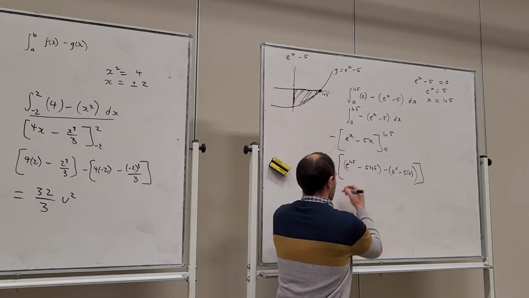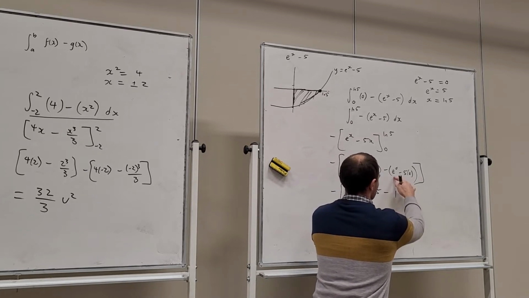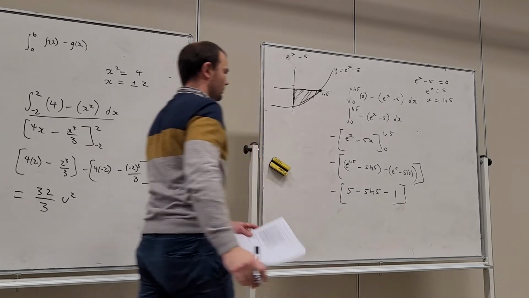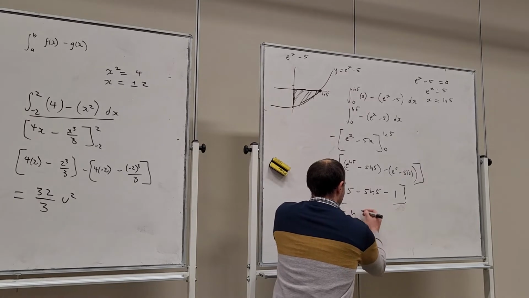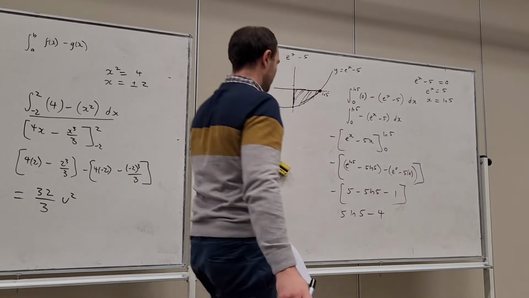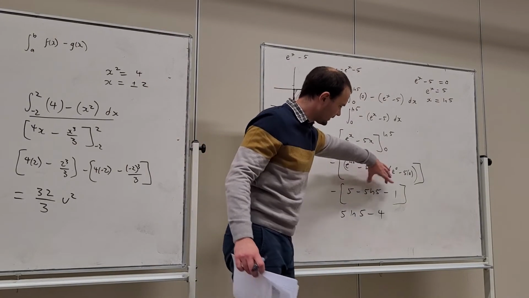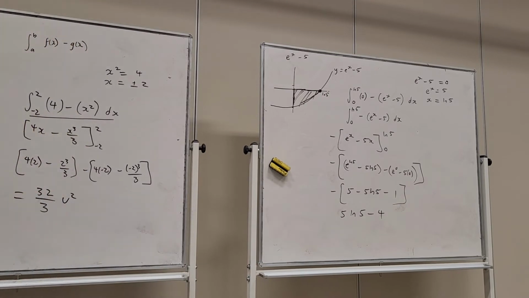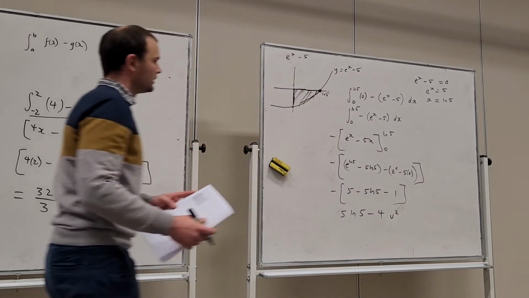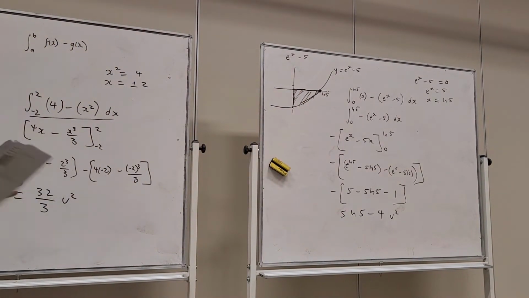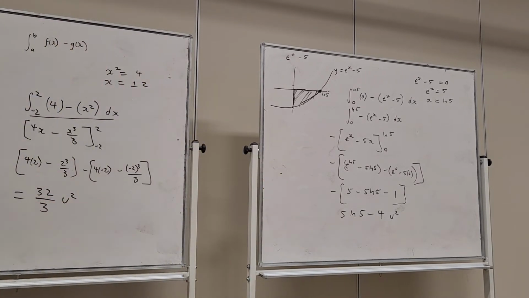So e to that negative came out. E to the ln 5 is 5. So this is what we've got. And what does it evaluate to? 5 ln 5 take 4. So 5 take 1 will be 4, and the negative makes that one negative, that one positive. Alright, so that's the answer with units squared on the end. Okay. Any questions so far?